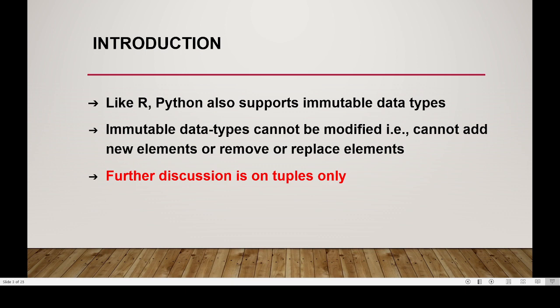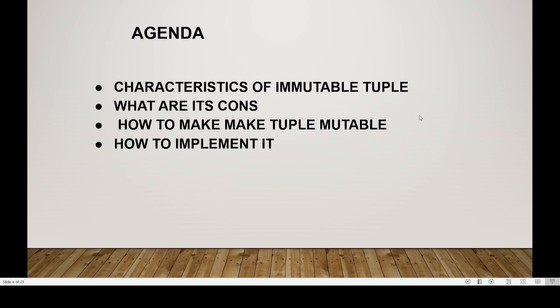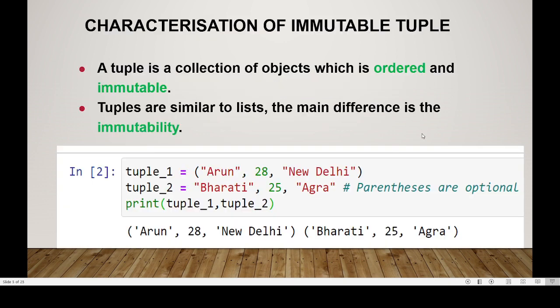Now onwards I shall discuss the tuple because it has some very interesting features. I shall discuss how to create a tuple, what are its plus points, how to make an immutable tuple mutable, and how to implement that mutability. Tuple and list are almost the same, but tuple is immutable whereas list is mutable. Tuple can be created in many ways.